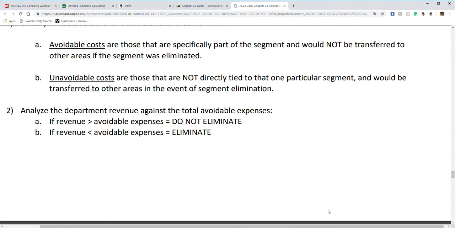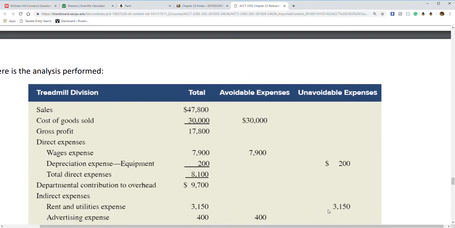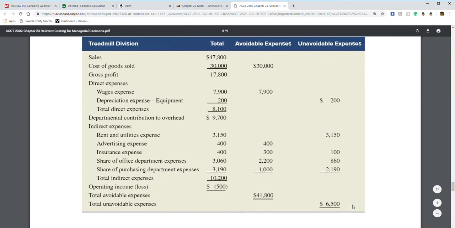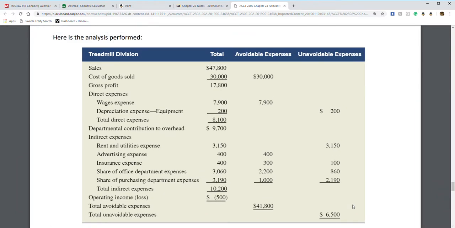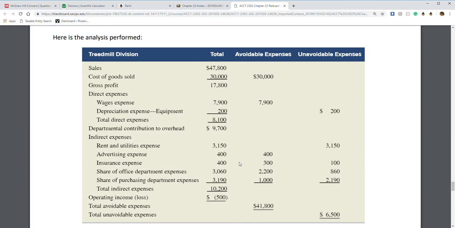So, how do we see this? Well, we get a nice little chart. And again, it's going to be performed mostly by putting two sides together. So, here's our total. This was from our income statement. From here, avoidable expenses, if we decide to get rid of it, will be cost of goods sold. Cost of goods sold is directly tied, it'll go away.